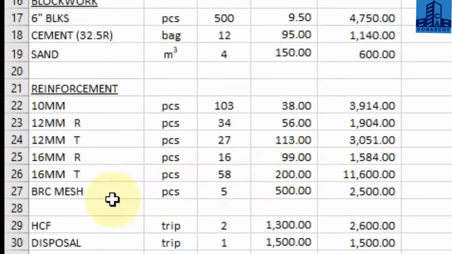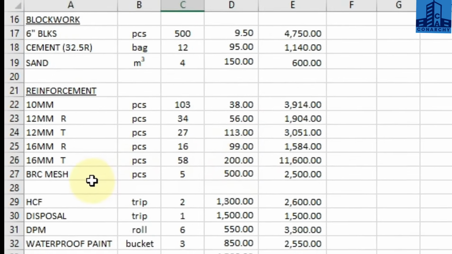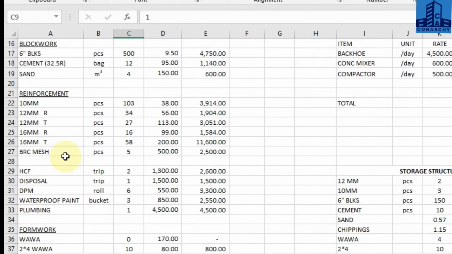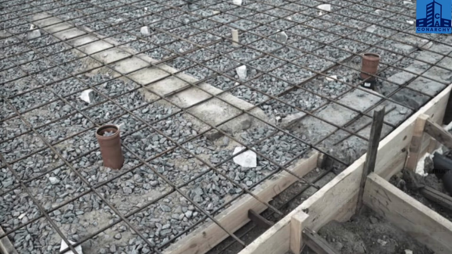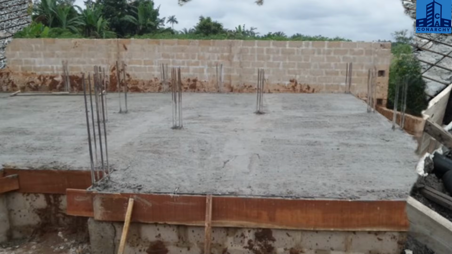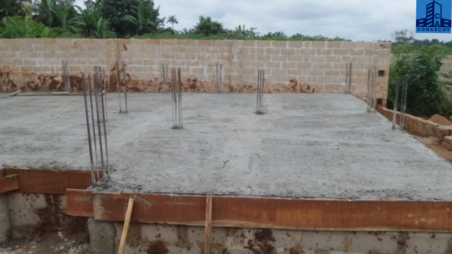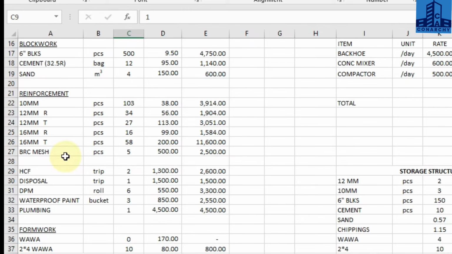And we also have our BRC mesh. With the mesh, we lay it on top of the ground before casting the oversite concrete or the ground slab. This mesh is placed about 25 mm from the top of the ground slab. This mesh is used to handle the tensile resistance in the ground slab, since concrete is very strong in compression but very weak in tension. So in terms of any cracks in the ground slab, this mesh is going to handle all of that.